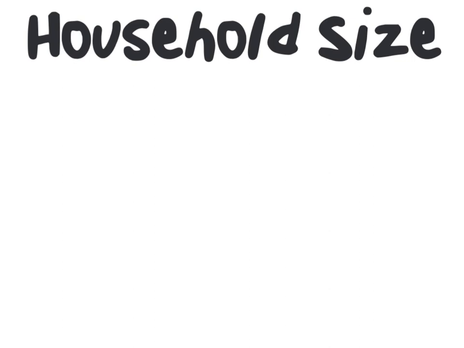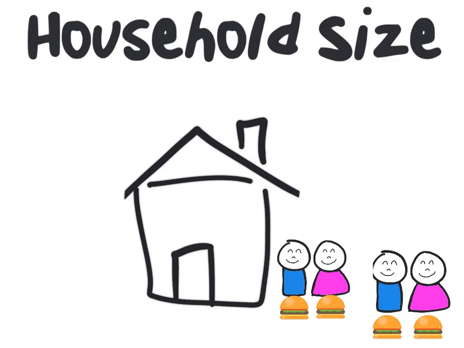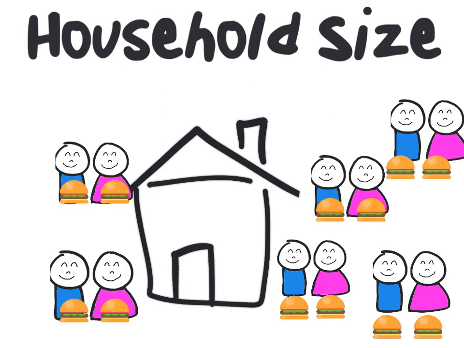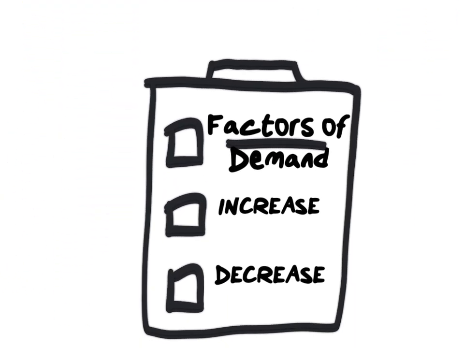Lastly, household size. A smaller household would demand a smaller amount of burgers, as opposed to a household with a bigger amount of members, in turn demanding a greater amount of burgers. The relationship therefore states that if the household size increases, the demand for the product will also increase. And this is illustrated as a shift of our entire demand curve.